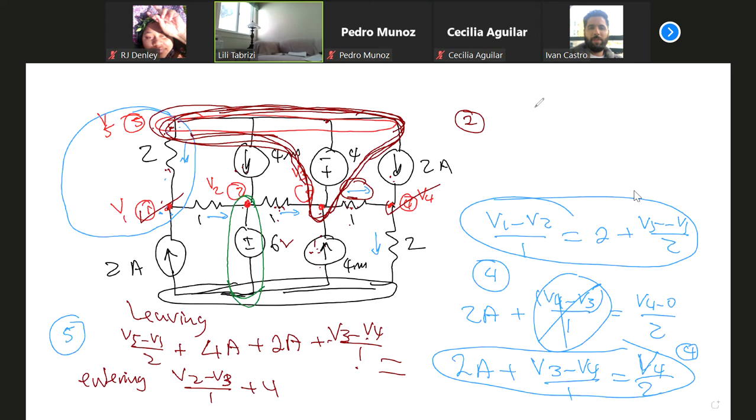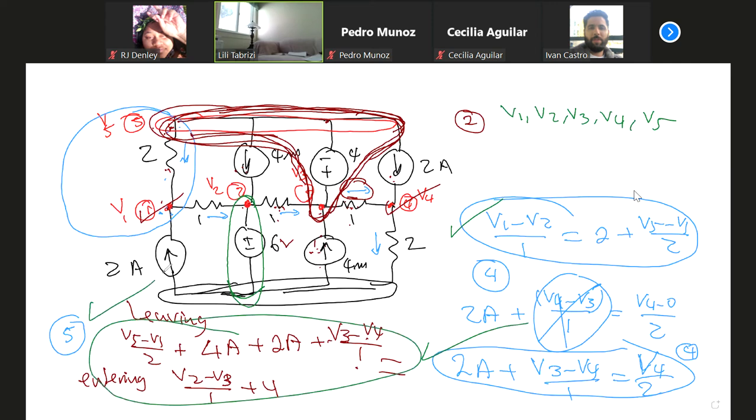We have V1, V2, V3, V4, V5, right? According to nodal, you need 5 equations. If you generate 5 equations, you're done. We have equation 1, equation 2, equation 3. So far I have 3 equations. I need 2 more. So before we think about KCL, don't think about KCL.